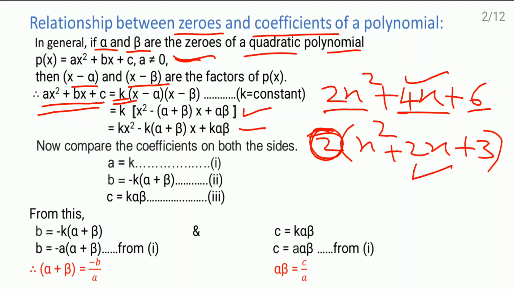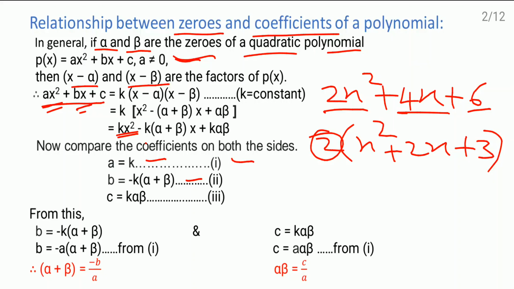This format we got. Now what we'll do, we'll compare the coefficients of this polynomial and the coefficients of this polynomial. Okay, now just see here properly. Here the value of a comes as k. Look, the coefficient of x square at this place is a and the coefficient of x square at this place is k. So that's the reason I have written a is equal to k, and I have named it as 1. Now here the coefficient of x is b and the coefficient of x is minus k in the bracket alpha plus beta. Don't forget the sign. Along with the sign we are going to write it down. So b is equal to minus k in the bracket alpha plus beta.